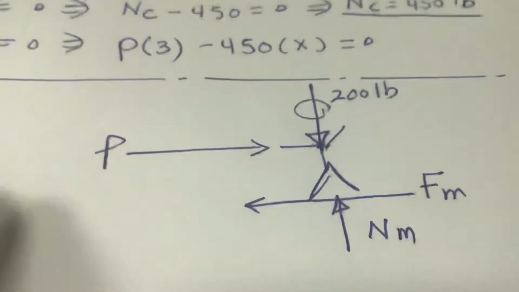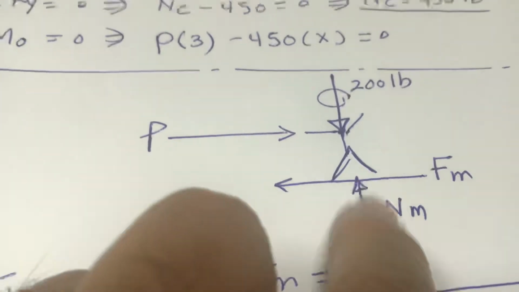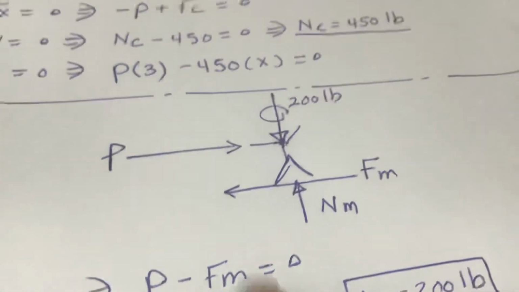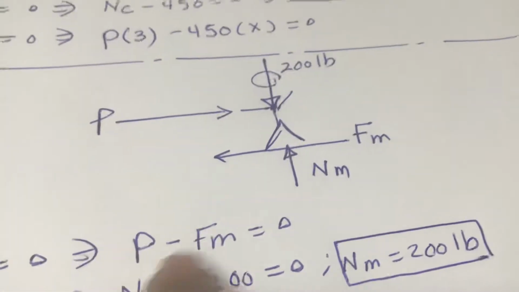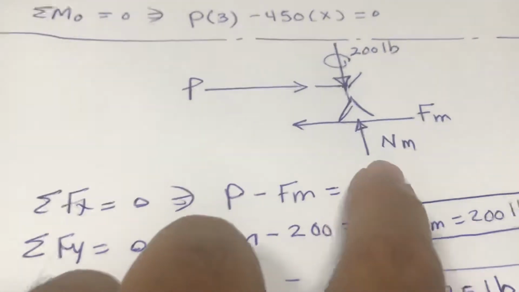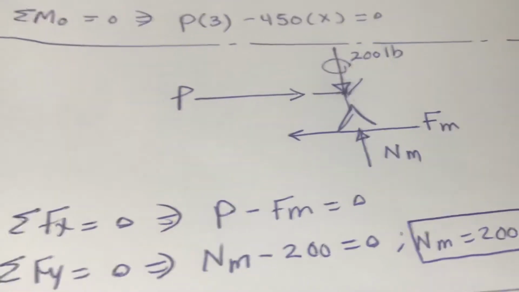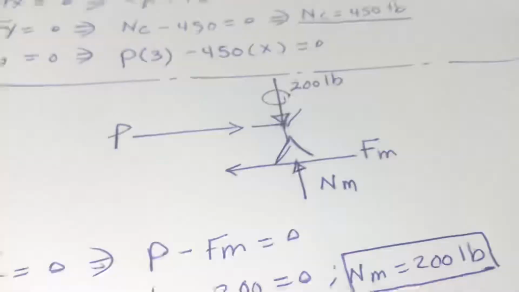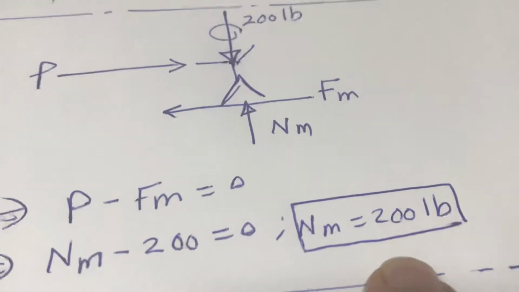So there is one in the positive x, one in the negative y, one in the negative x, and one in the positive y. So let's do summation of forces in x equal to 0. P minus Fm equal to 0. So P equal to Fm. This Fm is the friction because of the man, and this is the normal force because of the man. Summation of forces in y equal to 0, Nm minus 200 equal to 0, which means that the normal force for the man is 200 pounds.